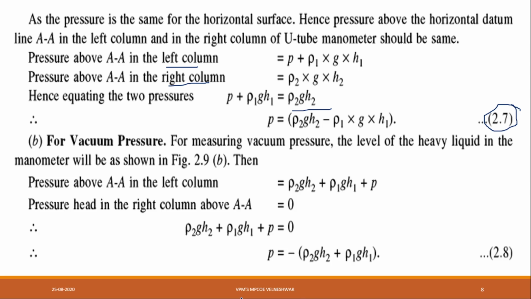Now what will be the final step? We have to find the value of pressure P, that is P is equal to minus rho 2 g h2 plus rho 1 g h1. Okay, both heavy liquid and light liquid we have taken. If liquid is there on both sides, this will be the formula. If liquid is on only one side, this will be the formula.